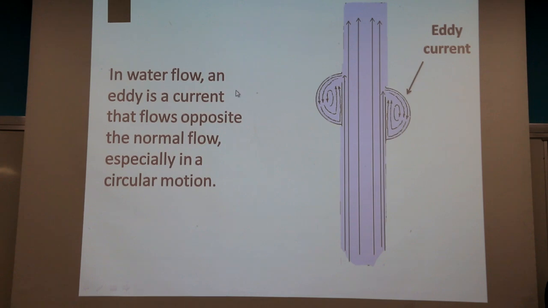In water flow, eddy current flows opposite the normal flow, especially in circular motions. So here is the water flow in this direction, and here is the eddy current. The eddy current means that the water will flow in the opposite direction in circular motions. So all the water will go that direction, but the side water will go back in circular motion. This is an eddy current.